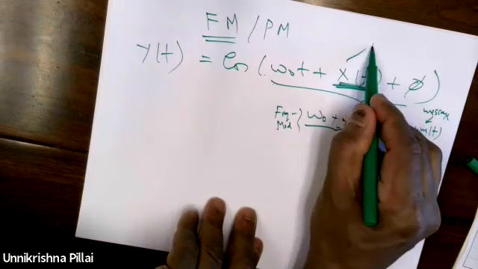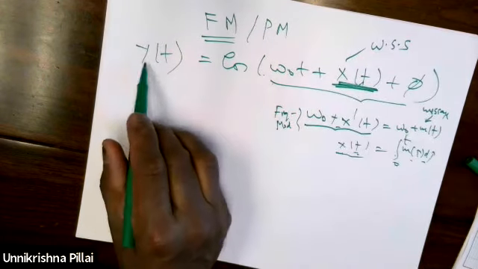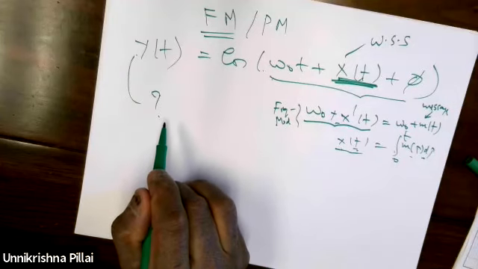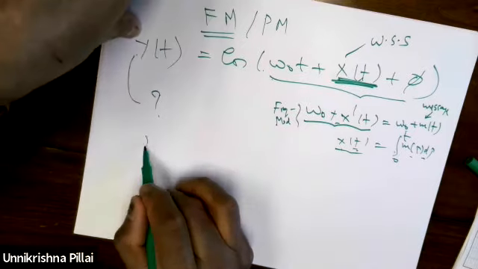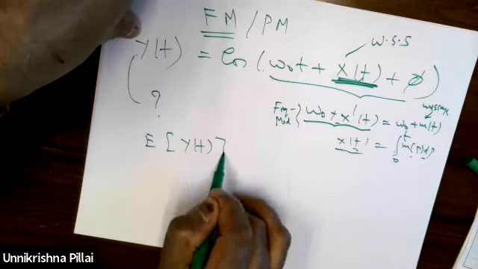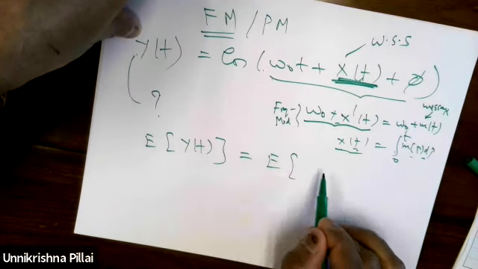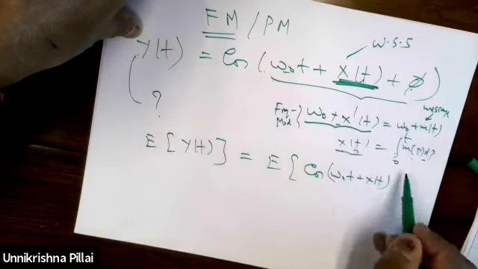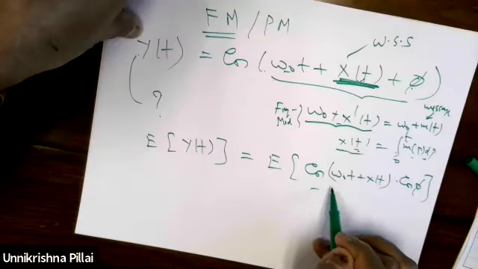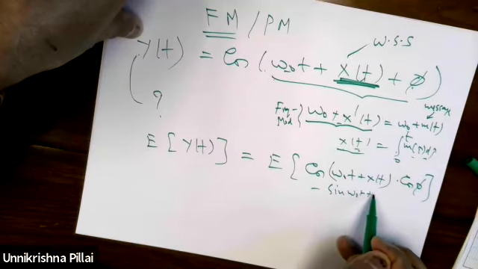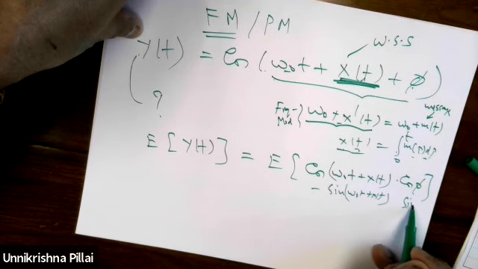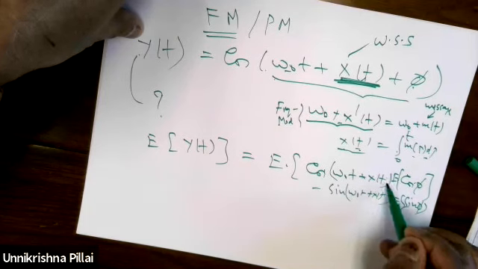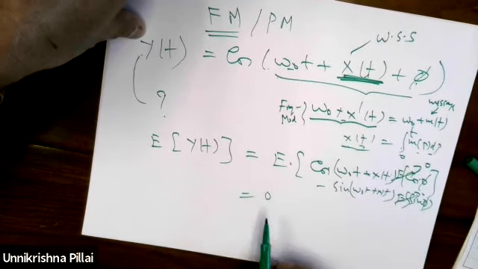Anyway, this is a wide-sense stationary signal. The question is, what about Y of t? So you can see, what is the mean of Y of t, anybody? If you expand, this will be cos phi times cos omega naught t minus sin phi times sin omega naught t plus x of t. But these two are independent, so expectation comes here, expectation comes here. This is zero, this is zero. So the mean is zero.